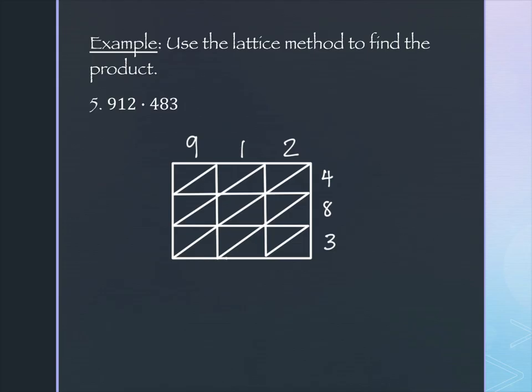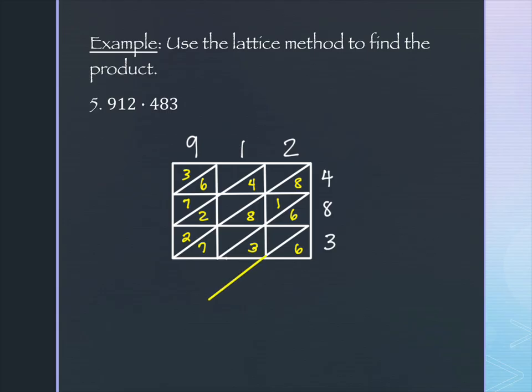And then what we're going to do? Yeah, we're going to multiply within the boxes. So first row, and I'm just going to go across. So column 1, row 1. 9 times 4 is 36. 1 times 4 is 4. 2 times 4 is 8. Everybody good with that row? Okay, row number 2. 9 times 8 is 72. 1 times 8 is 8, and 2 times 8 is 16. Y'all are doing good. 9 times 3, 27. 1 times 3, 3. 2 times 3, 6. Now what?